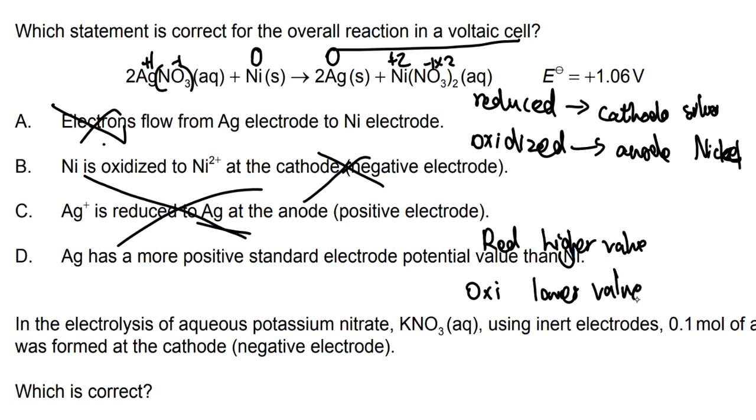So since we know that Ag in this reaction is going to be reduced, we can determine that it has a more positive standard electrode potential, or a higher standard electrode potential, than nickel. So D is the correct answer. We could have gotten that by the process of elimination, but that explanation at the end was for you guys to understand how else you would determine this question and why this right answer is the right answer.